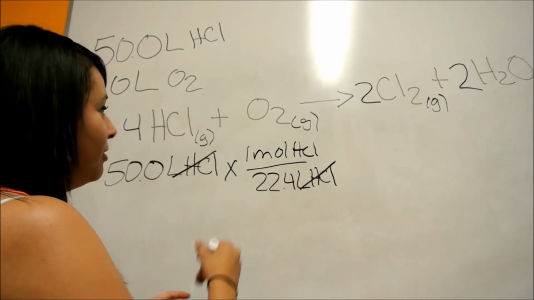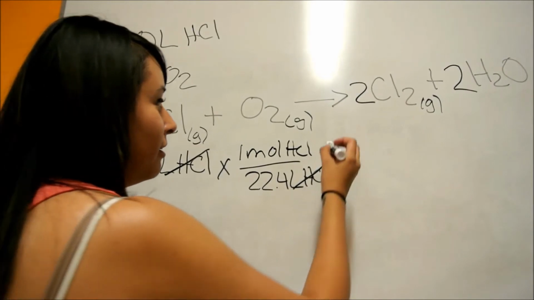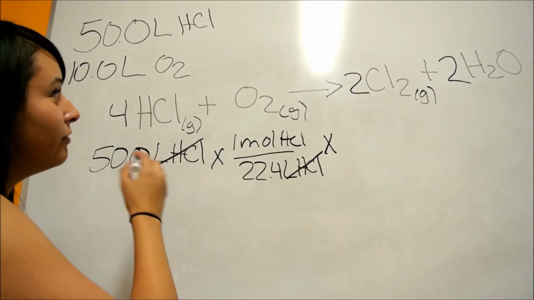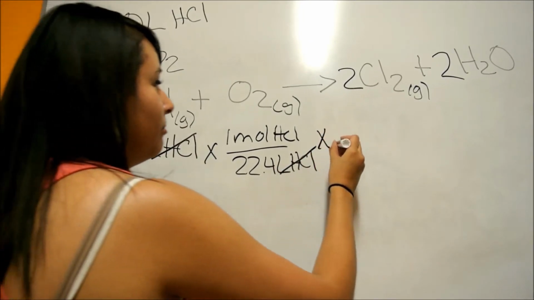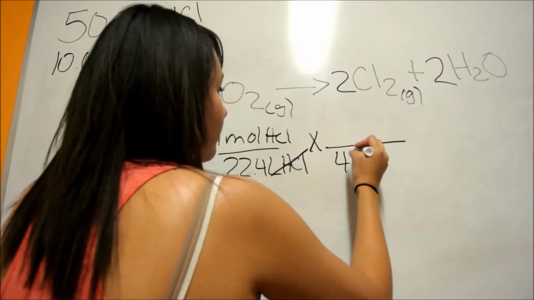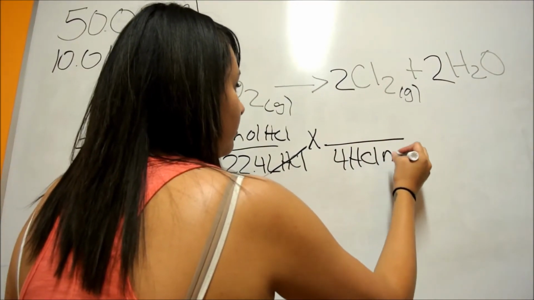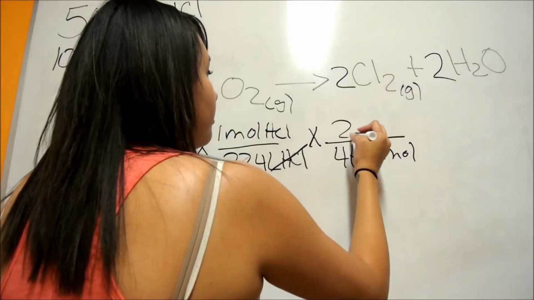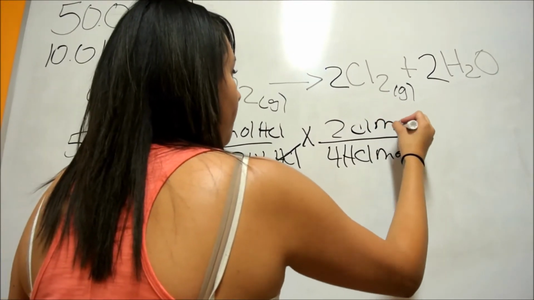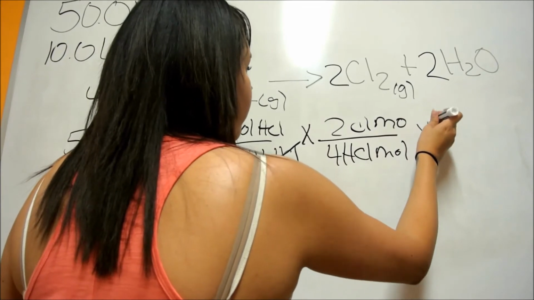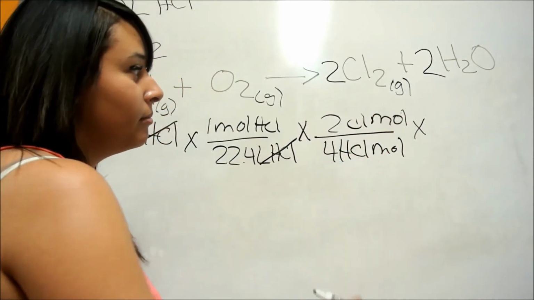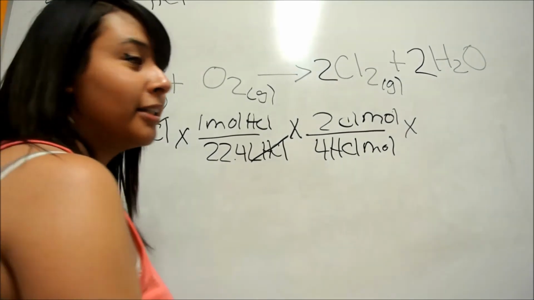And then after doing that, we're going to convert it again. So we're going to use another conversion factor that would use the volume ratio. So that would be 4 HCl over 2. And then again, after we do that, because we're still in moles, we're going to go back to liters because that's what they're asking for.